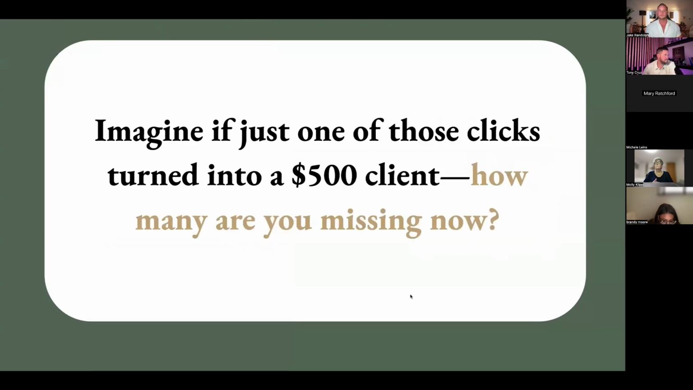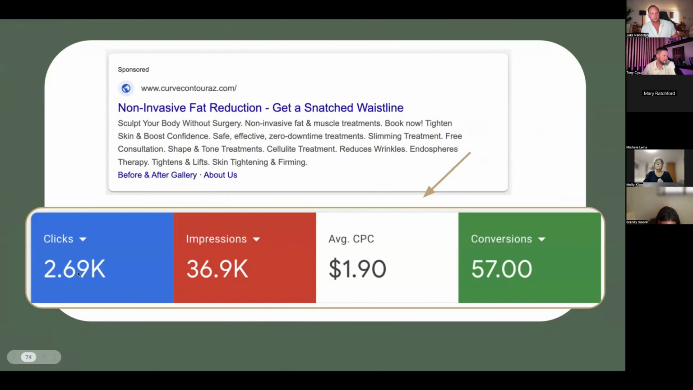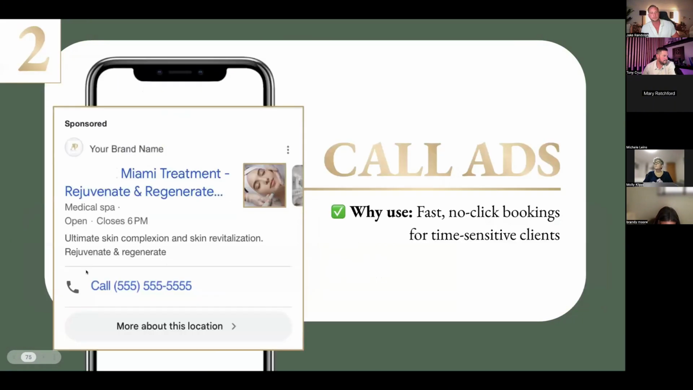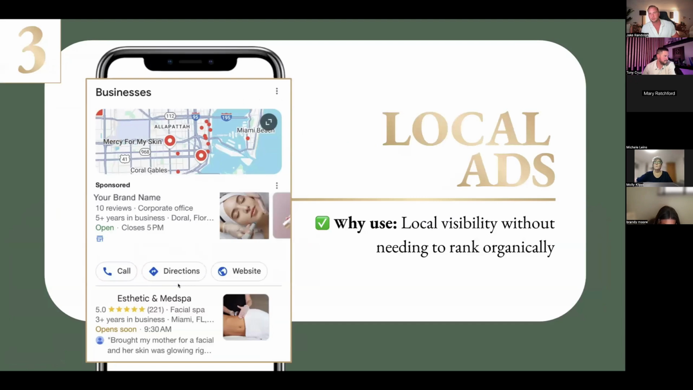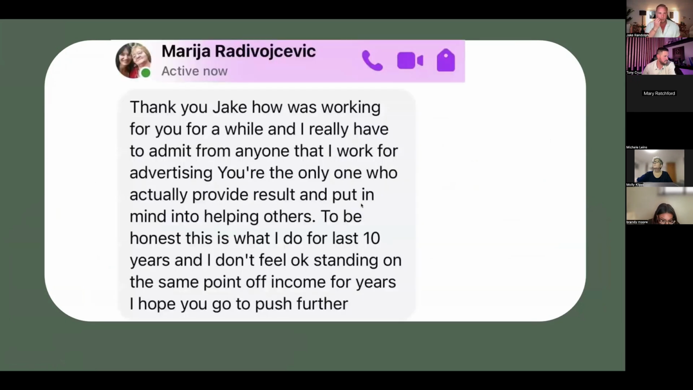Sweet. So here's the thing. Imagine if just one of the clicks turned into a client. You saw that our clients, and these were very normal ad budgets, got from 1,000 clicks to almost 2,700 clicks. These are very normal budgets, like $15 a day. So what if one of those clicks turns into a $200 client or a $500 client, whatever prices you charge? How many more are you missing now? That's what we want to think about. So, I actually love this testimonial from Marija, where she's literally been in the beauty industry for the past 10 years and she's tried all the marketers out there.